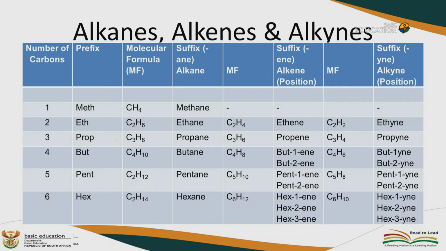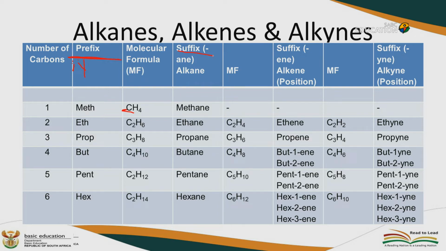As we move, this slide will simplify alkanes, alkenes, and alkynes for us. So we're saying when we have one carbon, the prefix of the name is meth. Now, the name of the homologous series is going to give us the suffix. Remember, prefix, we're referring to how the name starts. And when we refer to suffix, it is how the name will end.